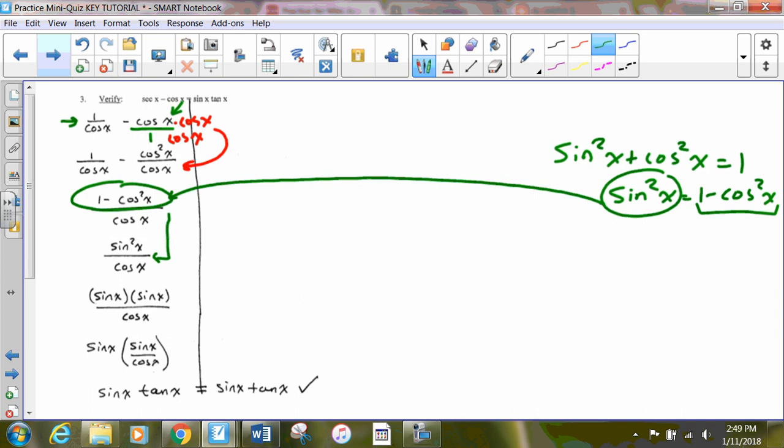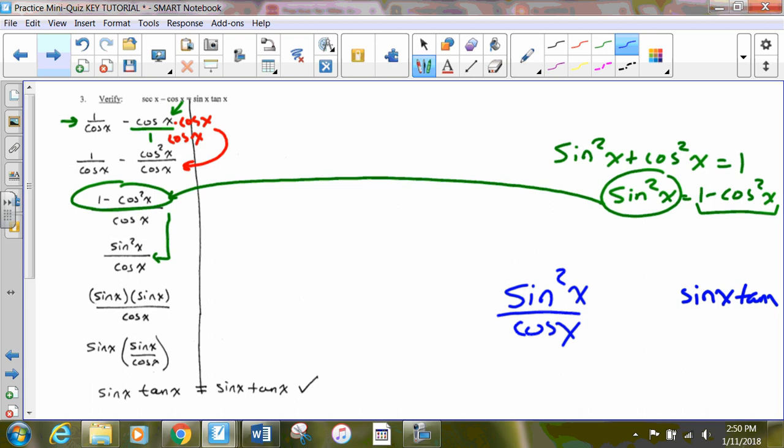But the most unique part of this verification is what comes next. Somehow we have to take sine squared x over cosine x, and we have to make it look like sine x tan x. It's kind of like this. If we were to think about baby math, it would be like saying, well, actually, let me take one more step and then we'll do baby math.